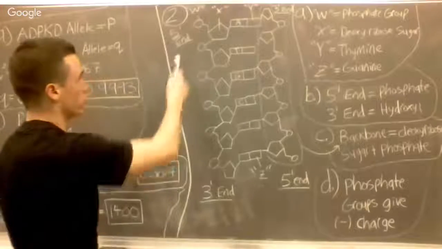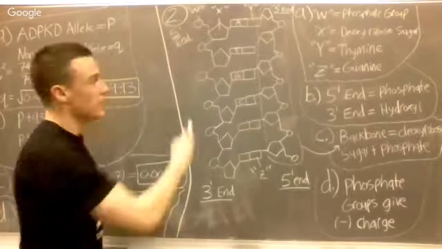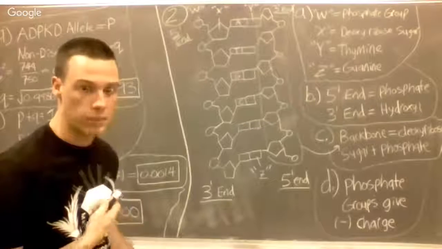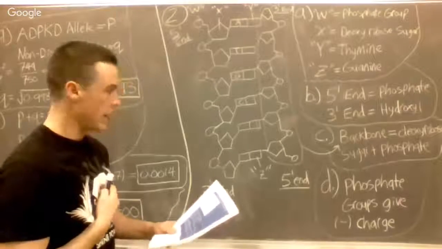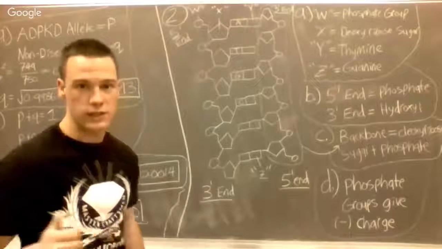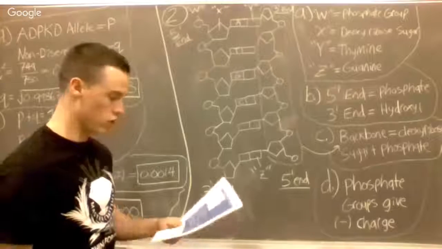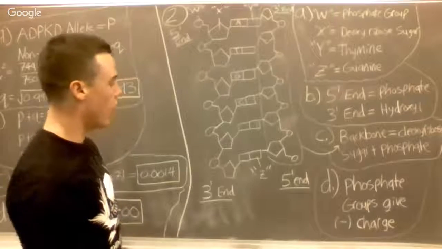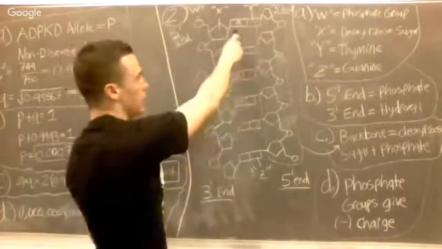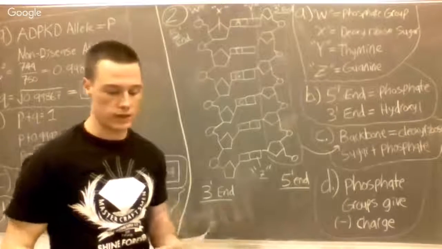W on our picture here, I've attempted to draw it, I'm not an artist, represents our phosphate group as part of the DNA backbone. The letter X, pointing to this pentane ring, is our pentose sugar, and since it's DNA, it's a deoxyribose, a 2-deoxyribose pentose sugar. And then letter Y, pointing here at this nucleotide, since it's paired with A, adenine, is thymine, because A pairs with T in DNA.